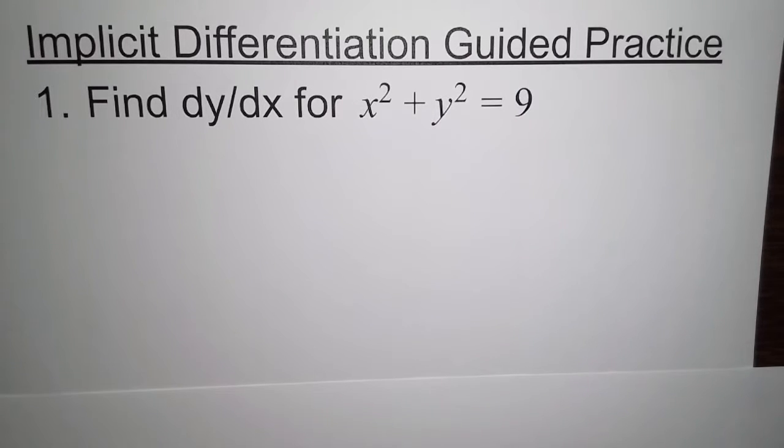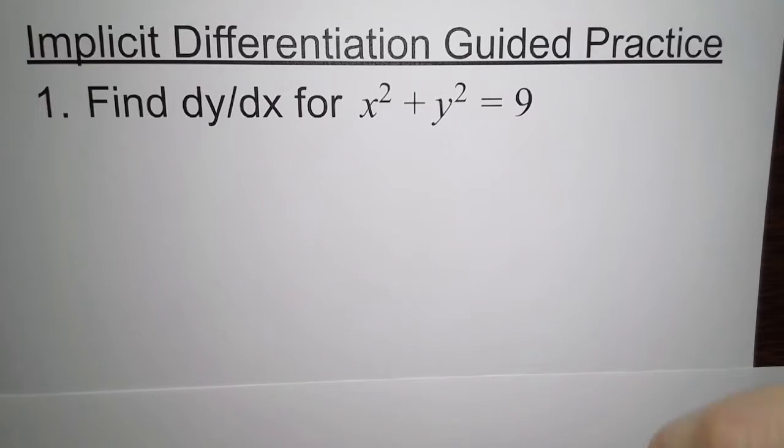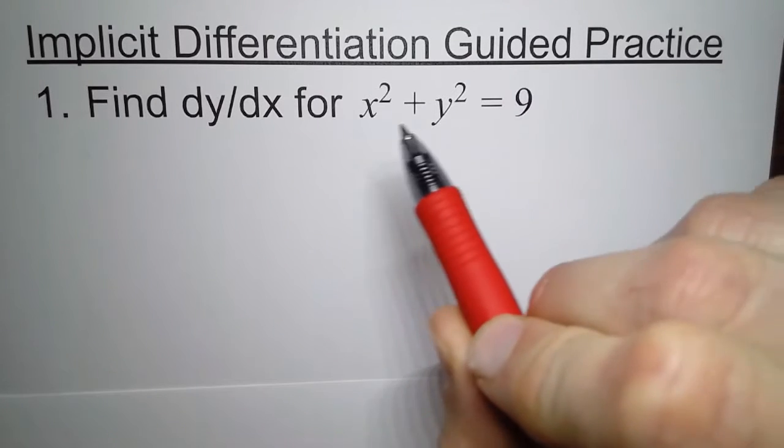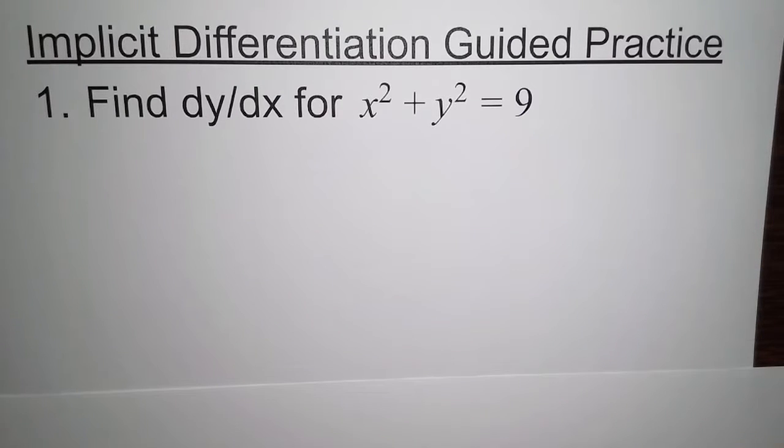The idea of implicit differentiation really comes to us after we've done chain rule. The idea is that if you have a relation, not a function, but a relation between x and y, where y can't be isolated, how do you find the derivative? What we have right here is an example of a circle: x squared plus y squared equals 9. That's a circle centered at the origin with a radius of 3.